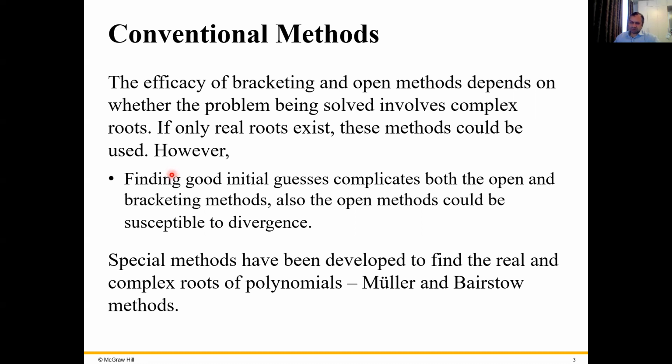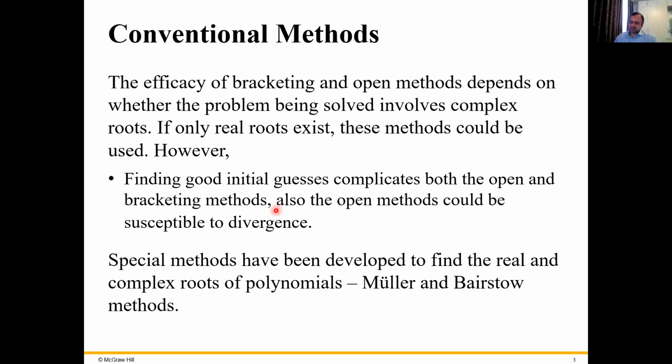Therefore we need some additional methods for polynomial equations, which can also find the complex roots. Finding good initial guesses complicates both the open and bracketing methods. Also the open methods could be susceptible to divergence. So we have seen these drawbacks of these conventional methods, the bracketing methods and the open methods.